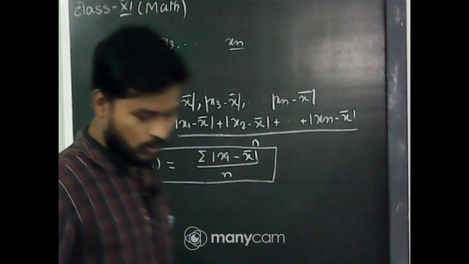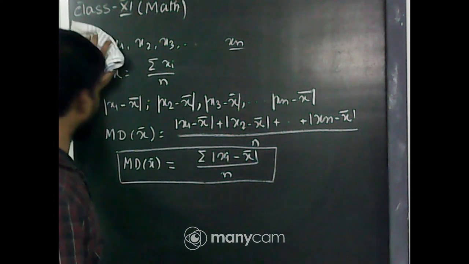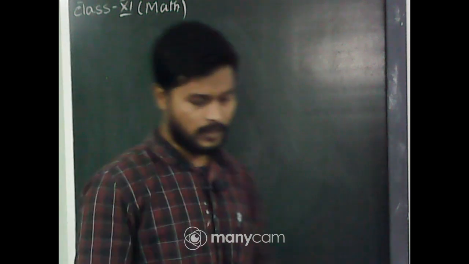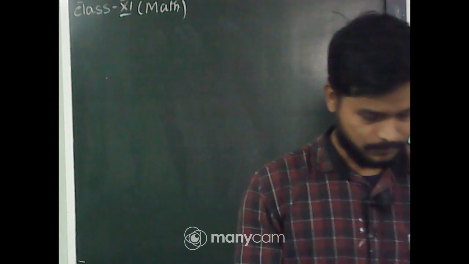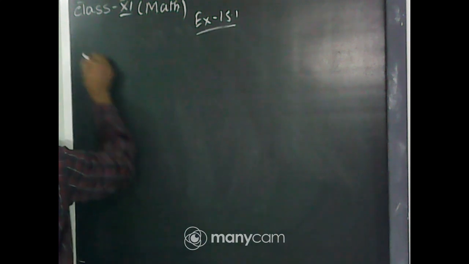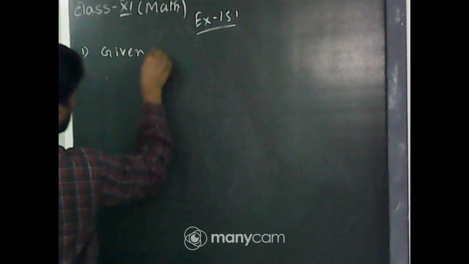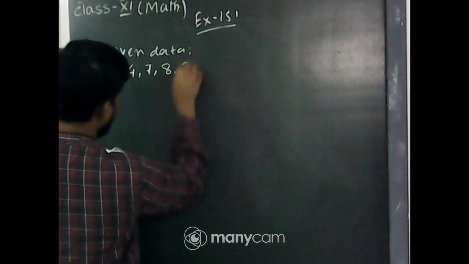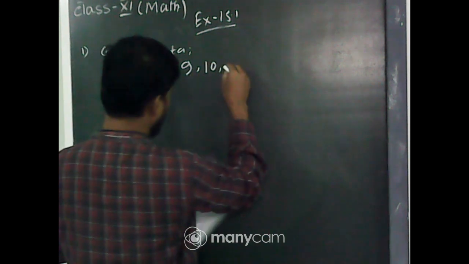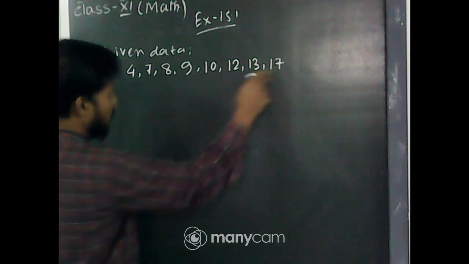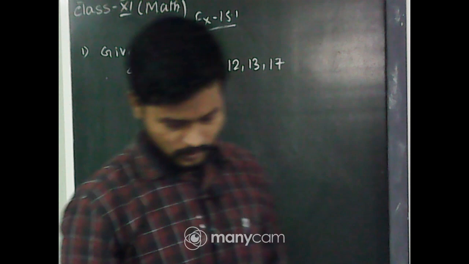Now we will use this formula to find the mean deviation of a given data. Let's calculate question number 1 from your exercise 15.1 and see how we can calculate the absolute mean deviation of a given data. The given data are 4, 7, 8, 9, 10, 12, 13 and 17. 1, 2, 3, 4, 5, 6, 7, 8. We have 8 data.